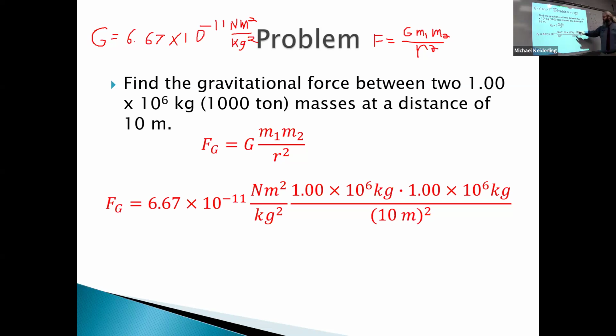That's minus 11 plus 6 plus 6, which is 1. So that's 10 to the 1 divided by 10 squared. That's 10 to the 2. So we're going to get 10 to the minus 1. So we'll have 6.67 minus 1, which is 0.67, 0.667.